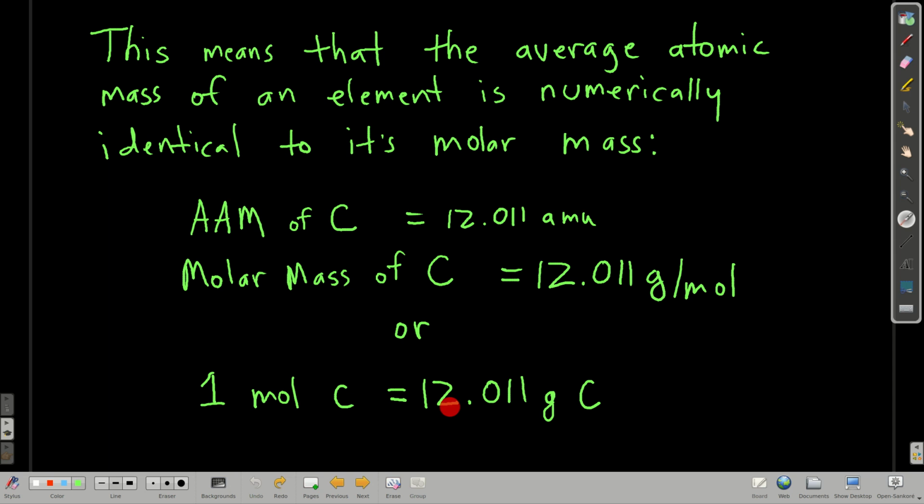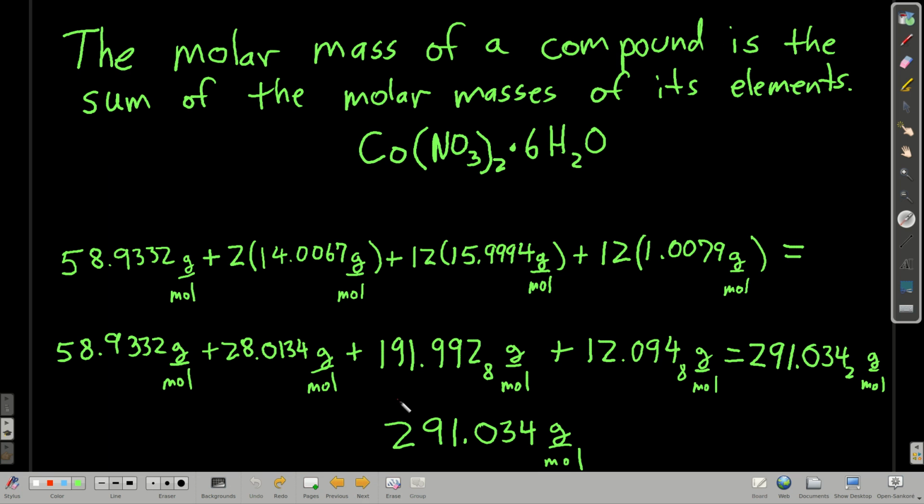Notice this looks a lot like, because it is, a conversion factor. We can convert between moles of things and grams of things using molar mass. So now that we know that we can look at the periodic table and find the molar mass of an element, if we need, and we oftentimes do, the molar mass of a compound, all we have to do is add up the molar masses of its constituent elements.